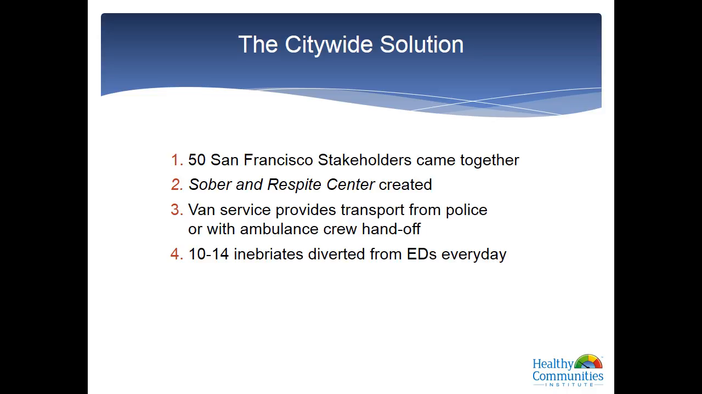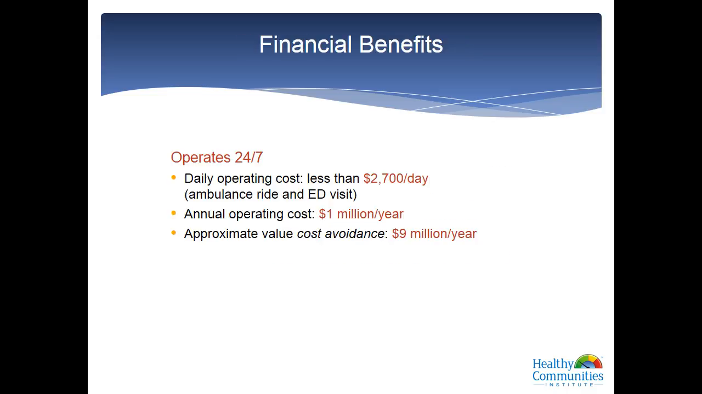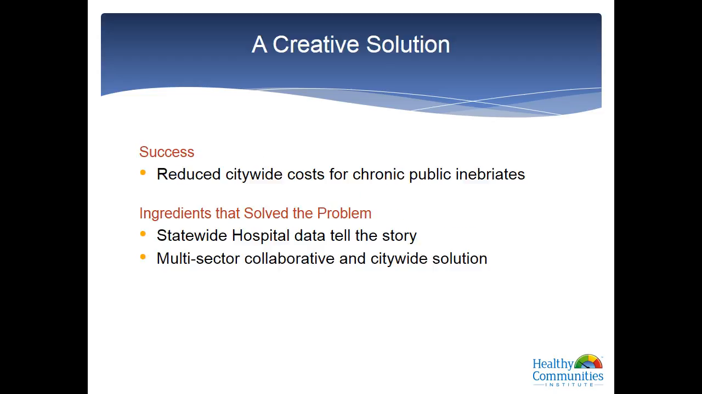What was then decided was a citywide solution where 50 San Francisco stakeholders came together and created a sober and respite center. This was a van service which provided transportation from police and ambulance crew handoff. From that, about 10 to 14 inebriates were diverted from the emergency department every day. The financial benefits: it operates 24/7, and the daily operating cost is less than $2,700 a day. The annual operating cost is about $1 million a year, and the approximate value of cost avoidance was about $9 million.